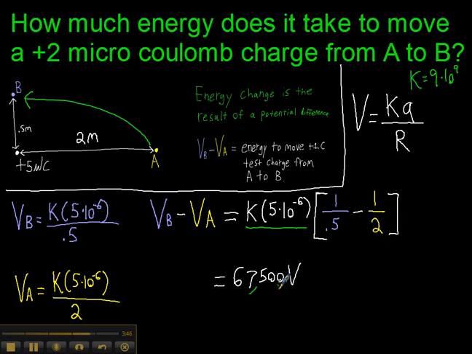Now, in real life, moving a coulomb is a whole lot. You can think of a coulomb kind of like a ton. It would be hard to move a ton from any location A to B. It would take a lot of energy. Plus, a joule is a small amount of energy. So don't let this bother you a whole lot, because the thing that we're actually moving is only a +2 microcoulomb test charge. So let's calculate that out.